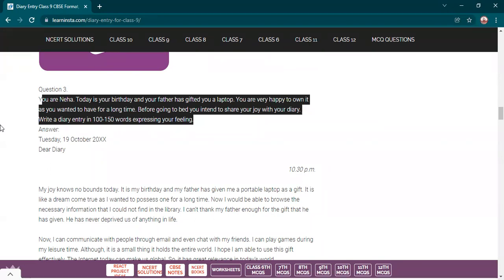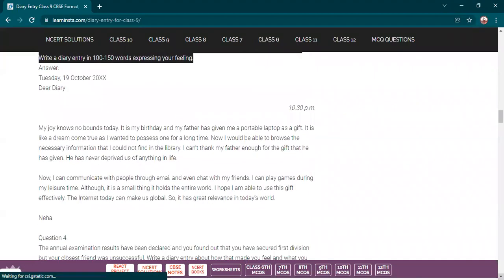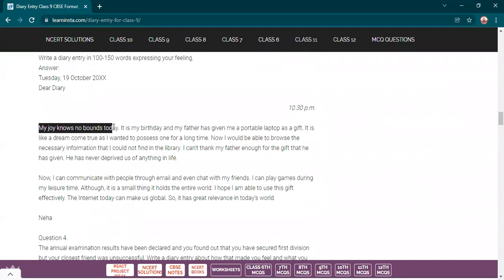You used to get a cycle, fine? So the cycle is also replaced. Nobody, you know, rides a cycle these days. So you are very happy. As per the society, we have to ride, fine? So my joy knew no bounds. You know, my joy knows no bounds today. You started with that you're so happy. You can say, oh, so happy I am. How elated I am. How happy I am. Anything you can write, fine? My joy knows no bounds today.